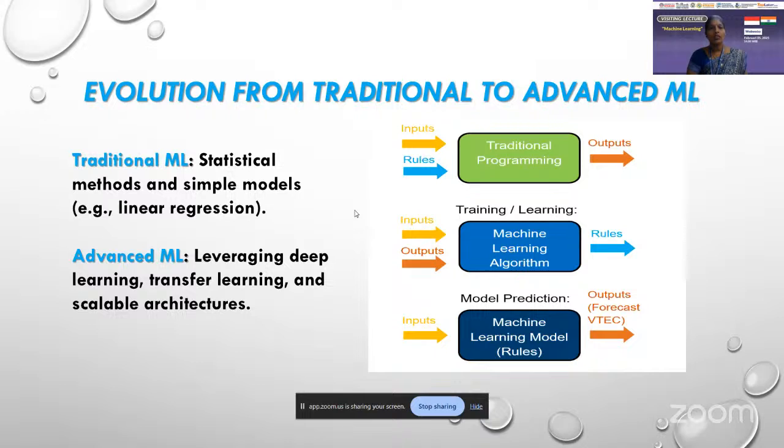For example, let me take linear regression, right? So when compared to advanced ML, this is going to focus mostly on deep learning, transfer learning, and scalable architecture. When you take traditional ML, this will generally focus on manual feature extraction.